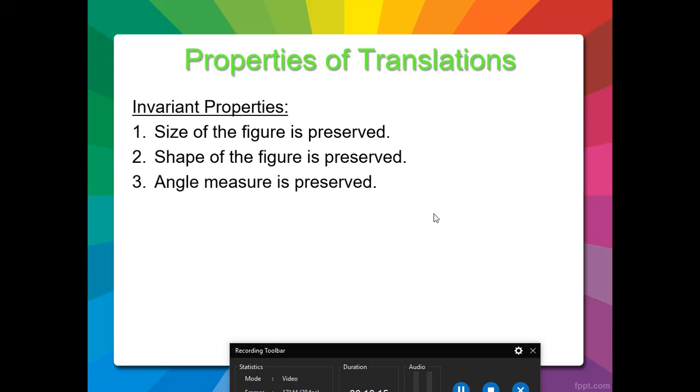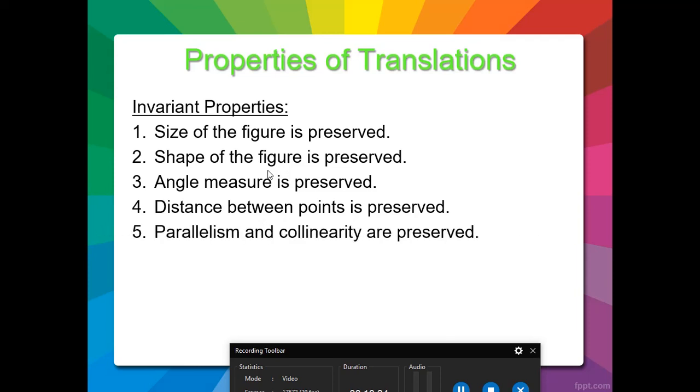We know that angle measure is preserved. If you're producing a congruent figure, all angles must be the same as the pre-image. The distance between points is preserved. So the distance between point A and point B will remain intact, and the distance between B and C will remain intact, and so on. Any sides that were parallel or any points that were collinear on the pre-image will remain parallel and collinear on the image. So that is preserved.